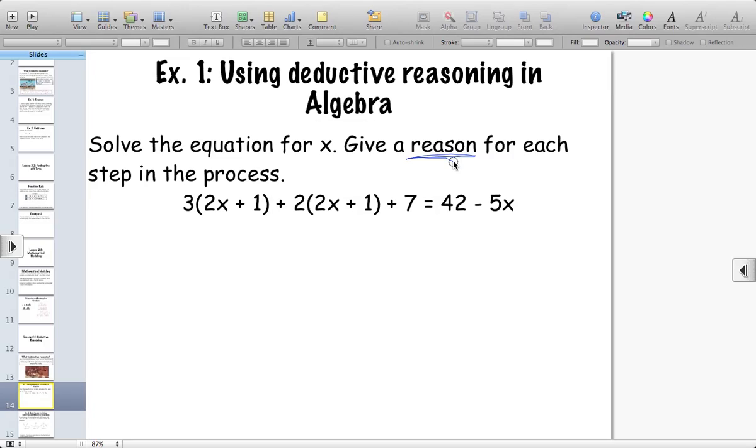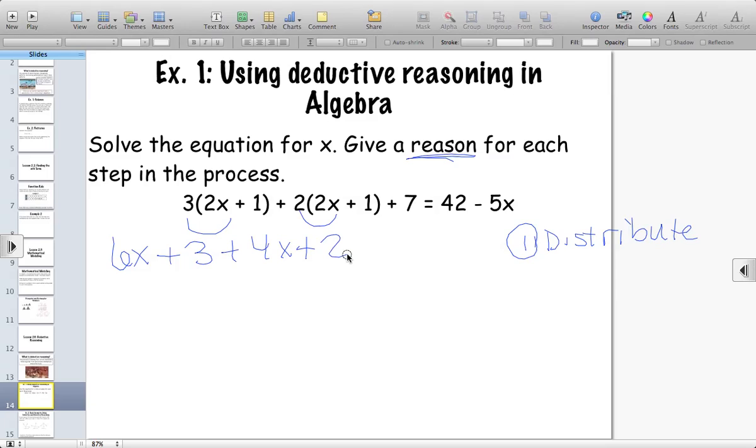If I wanted you to solve for x, the first thing we want to do is go through our order of operations and get rid of the parentheses. So step one is we would distribute. So that would be step one of our proof of why we are doing something. So distribute the 3, distribute the 2, add the 7 because it's still part of there, and then we have whatever else is going on the equal side.